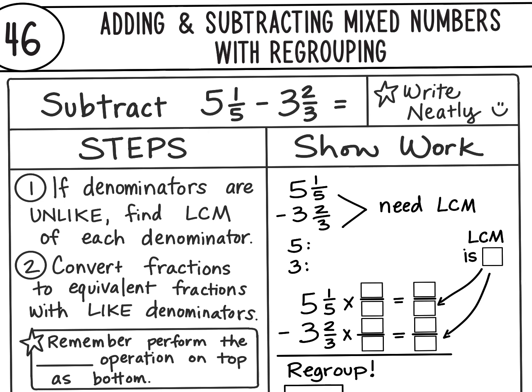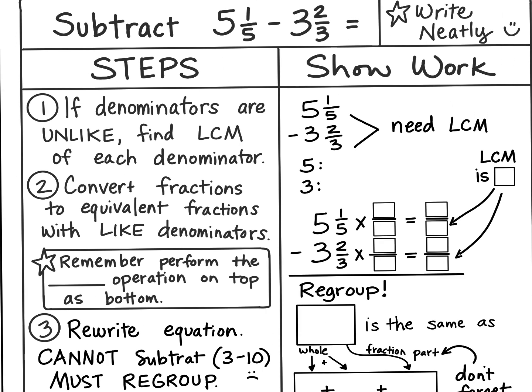Okay, so if I need to subtract 5 1/5 minus 3 2/3, I'm going to follow the steps below. First, if my denominators are unlike, I've got to find the LCM just like normal. So I'm going to find the least common denominator.